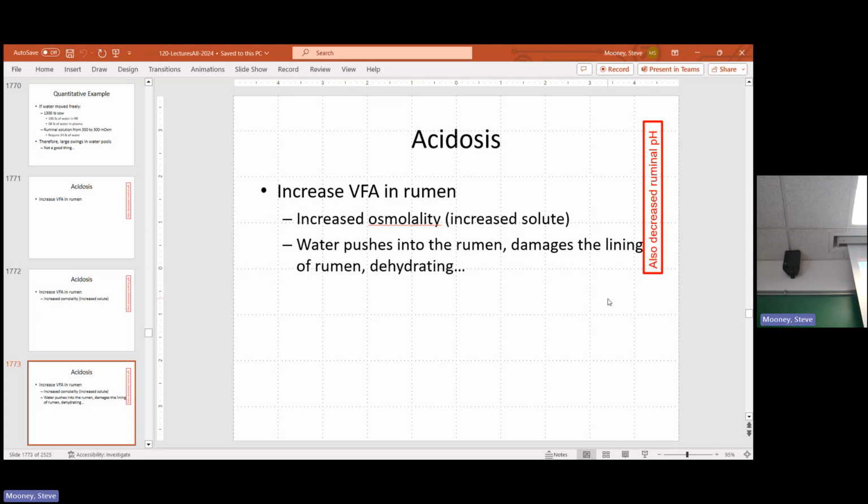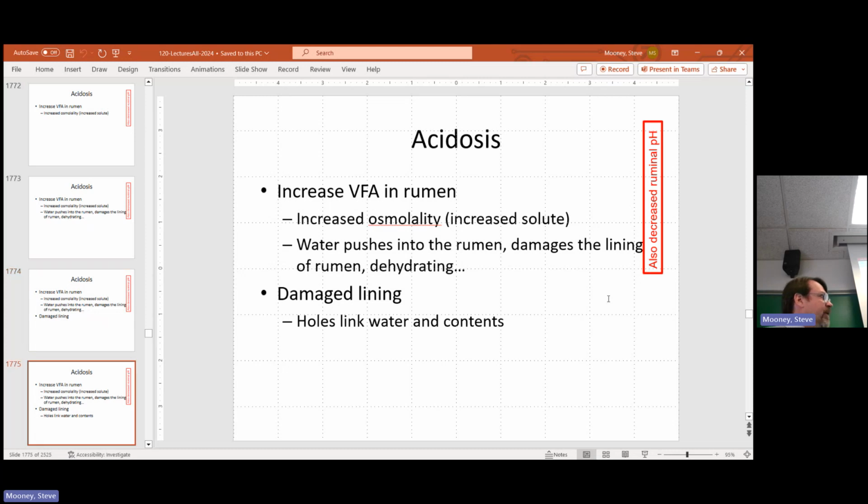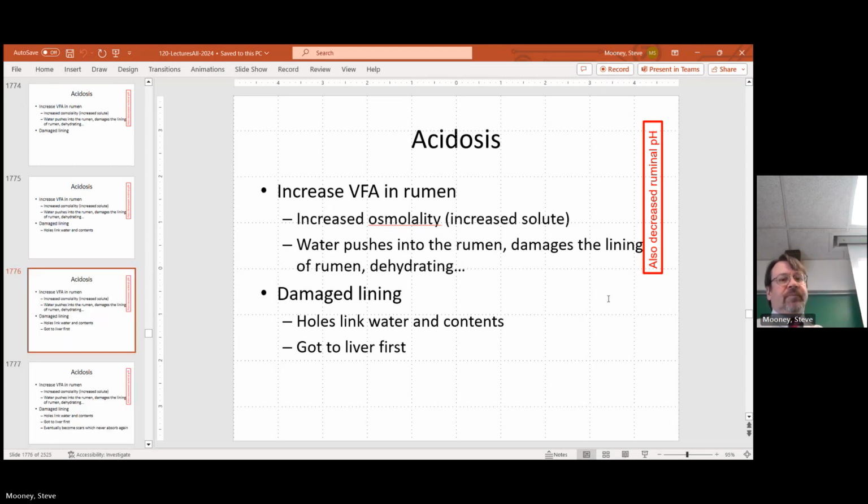So it's going to dehydrate that animal. You're going to get damaged lining. You now have open holes to the inside of the cow. Anybody here smelled, handled rumen contents? Nasty, nasty stuff. You don't want that in your bloodstream. Full of feed particles and bacteria. So we have holes that are going to leak water and rumen contents. Water is going to be coming in, contents are going to be flowing out. All of that leakage is going to go to the liver first. Does anybody know how it gets there?